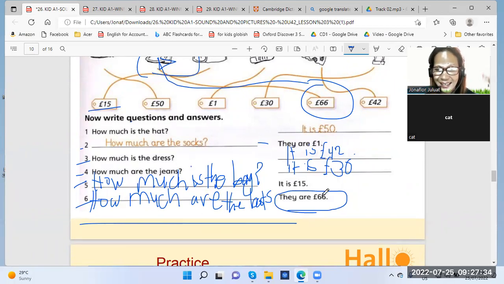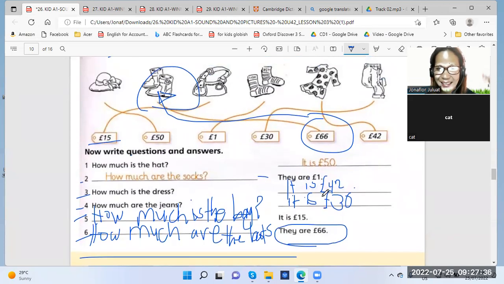Okay? Because there are two boots, right? Then you will use are. How much are the boots? And then you will answer using they are. Okay? If it is plural. And if it is only one, you will say it is.